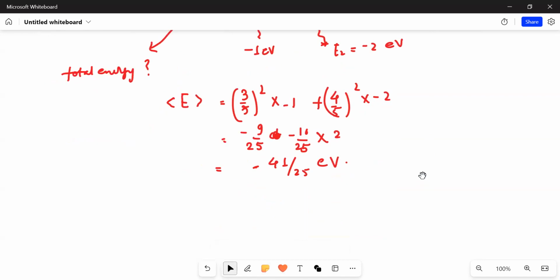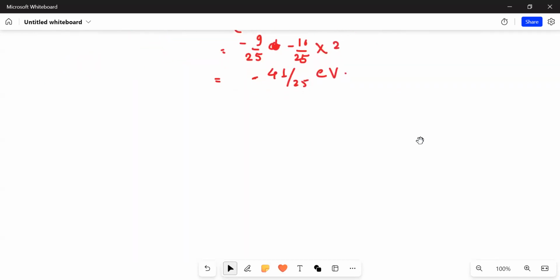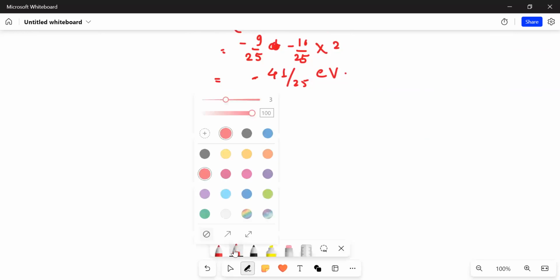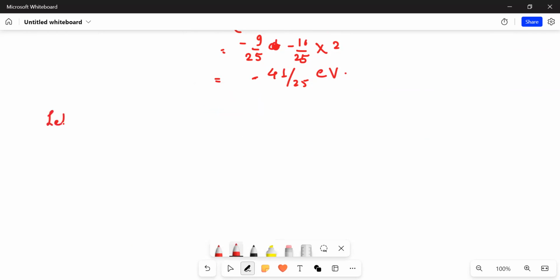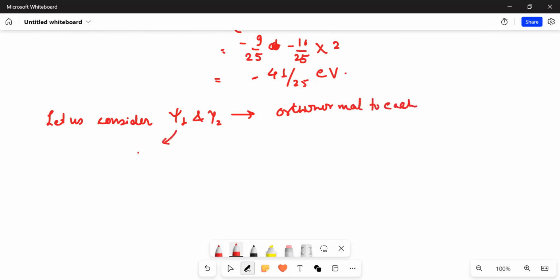Okay, let us do one more. Let us consider psi1 and psi2 as two wave functions which are orthonormal to each other, and the corresponding energy eigenvalues of the two are E and -E.